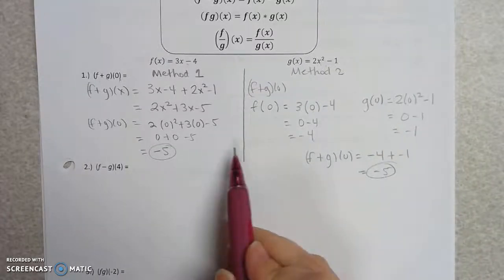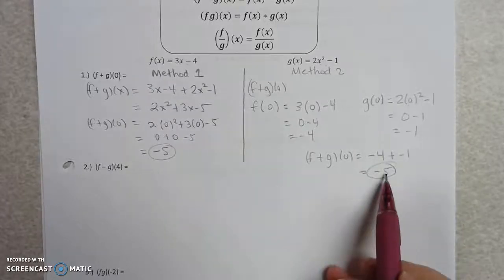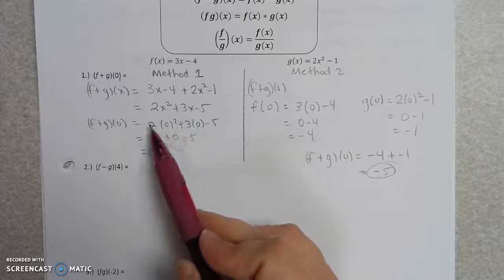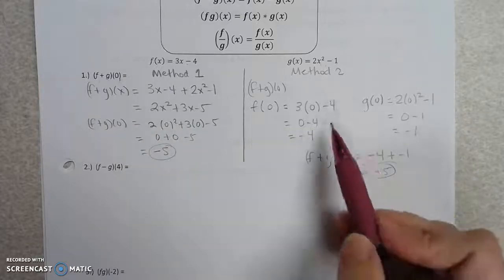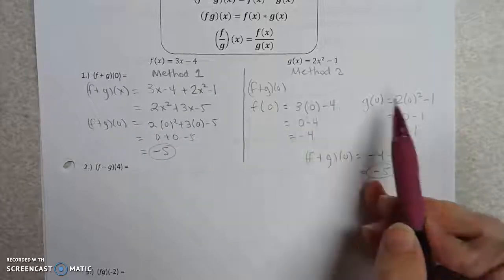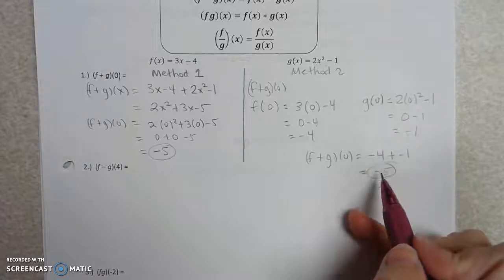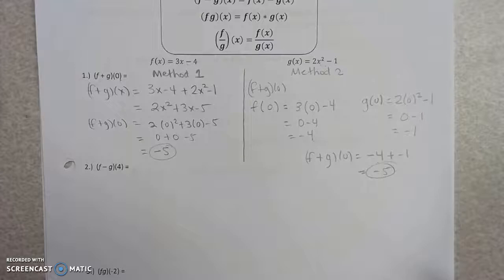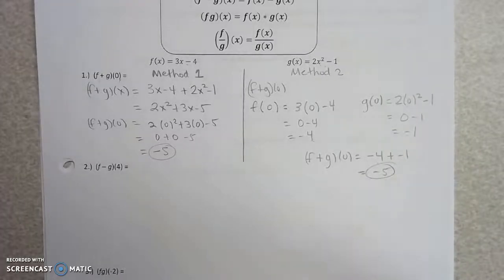Notice in either method I use, I get the same answer. So I can either add the two functions together and get a new function, then substitute in the value, or I can substitute the value into each function, then add the resulting values together to get my final answer. Whichever method you like better, that's the method you should use.